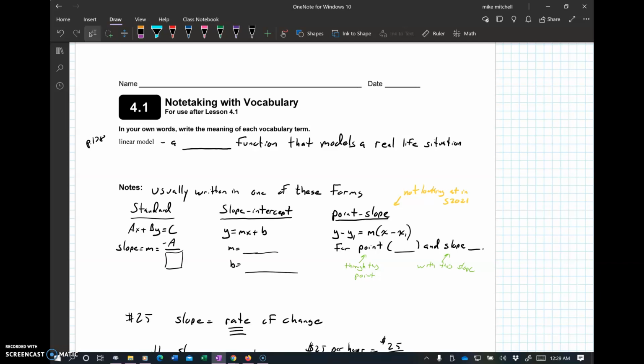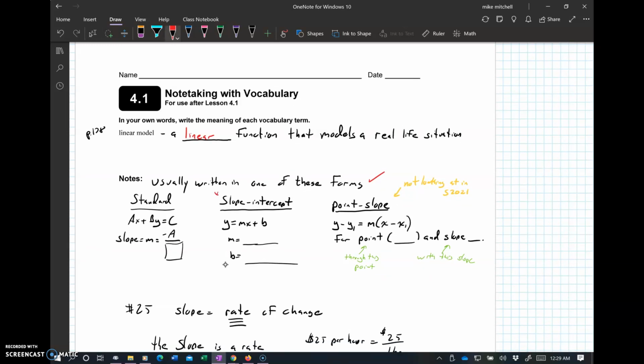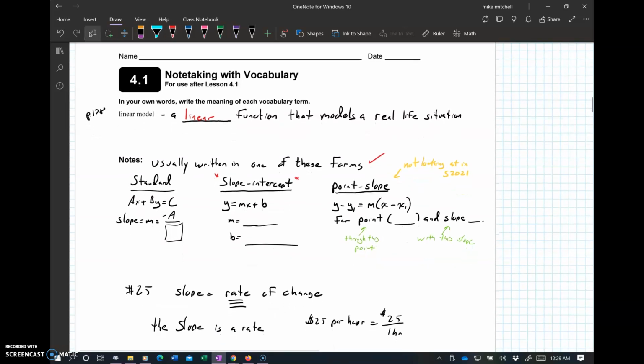Linear model, a blank function that models a real-life situation. Well, that is going to be a linear model. Okay, straight line. Now, just some notes in here. These are usually written in one of these forms. The slope-intercept is the one we use the most. You have the standard form.